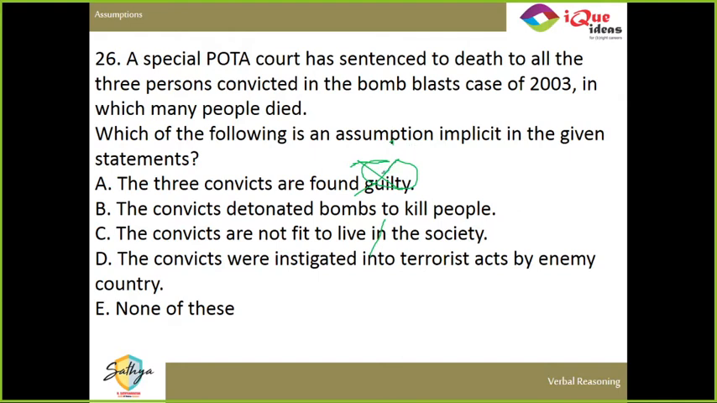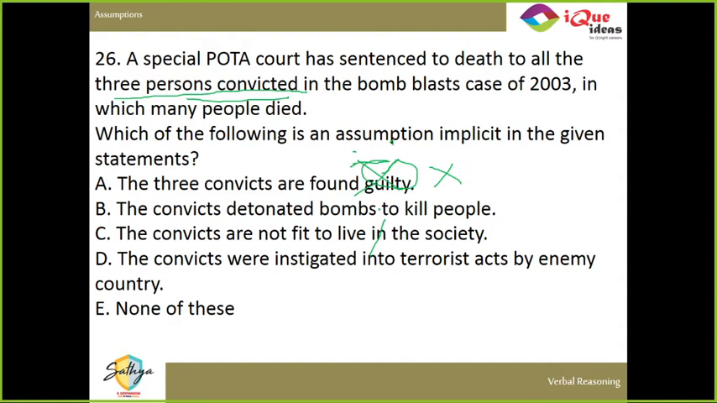In fact, even if I say, chalo, 3 convicts are found guilty, technically it is not an assumption because it is given in the passage. It is given that 3 persons were convicted, and hence it is not an assumption, it is already there in the passage. Did you get that? Even if you say only 3 people were convicted, it is still not an assumption because it is clearly given directly in the passage. And a statement which is directly given to you in the passage cannot be taken as an assumption. So the first one is not an assumption.